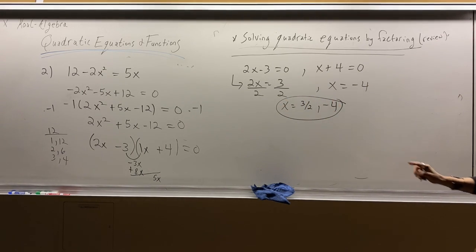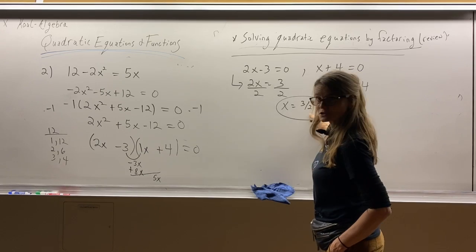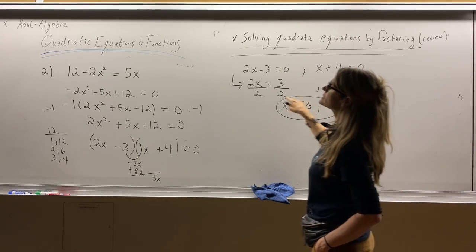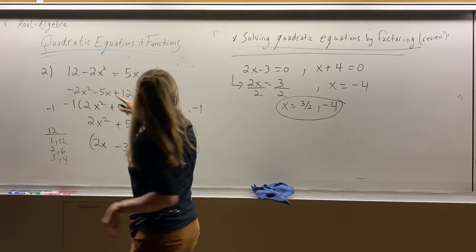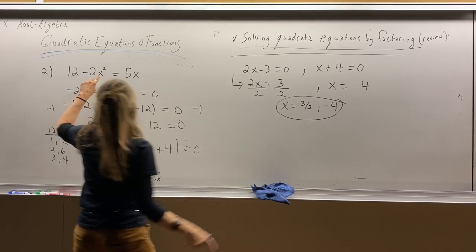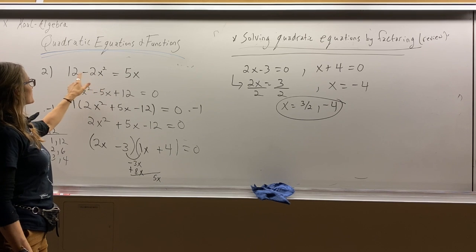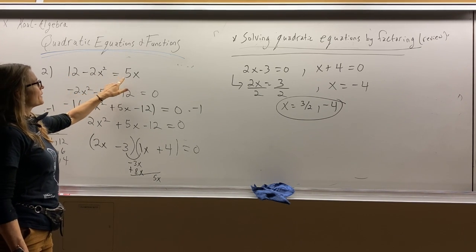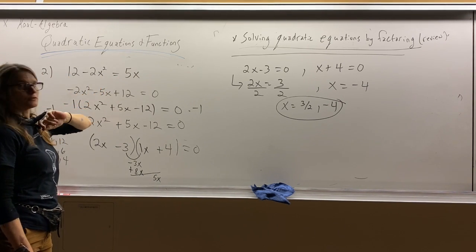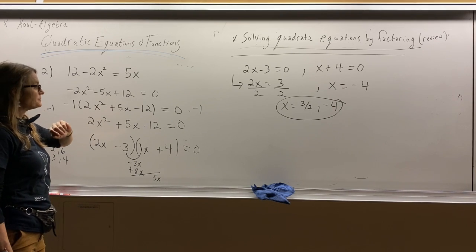And what you should do, especially on a test, is insert these in place of x. If I claim these are solutions, I should be able to put the minus 4 here, square it, minus the 2, minus 4 squared, add the 12, and that should equal 5 times the minus 4. And the same with the 3 halves.